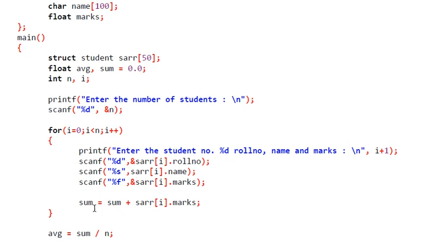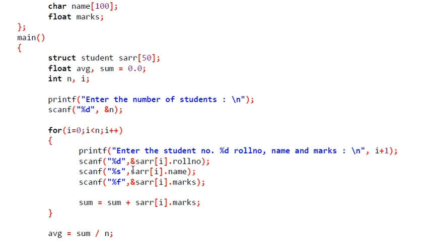Now we will add this new value, the second student's marks, to this. Let us say the second student has scored 50, and what was the value before? 55. Sum is equal to 55 plus 50, 105. I will increment to 2. 2 is less than 10.